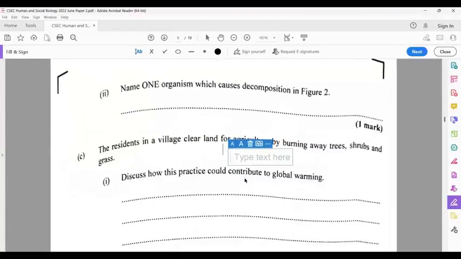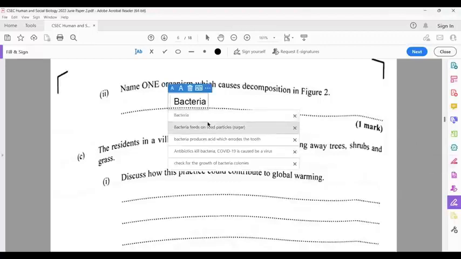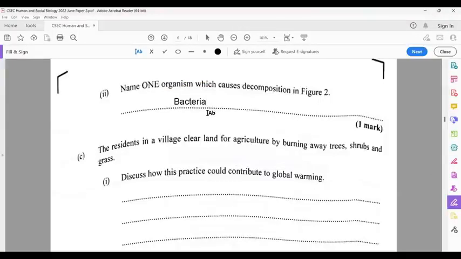Name one organism which causes decomposition in figure 2. There are many organisms that you could have picked from, and we would hope that persons would go with the easiest of answers and just choose bacteria.